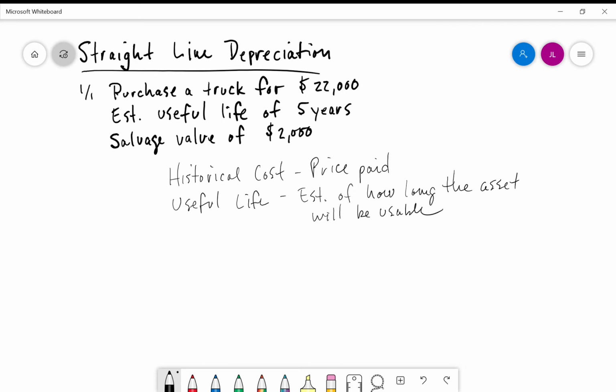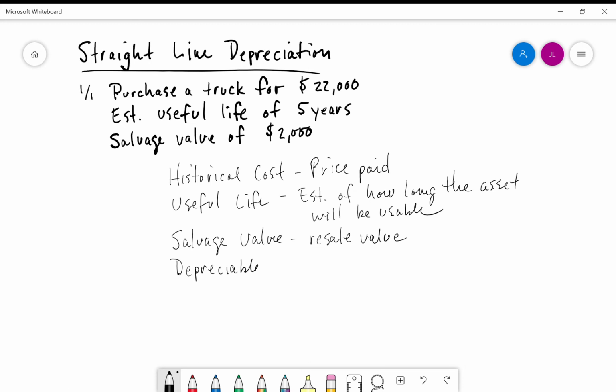We also need to know the salvage value, and this is essentially resale, if we want to think about that. We're saying that at the end of this period, how much is this asset going to be worth to us? How much could we sell it for? How much would we anticipate getting for it in trade? Its value.